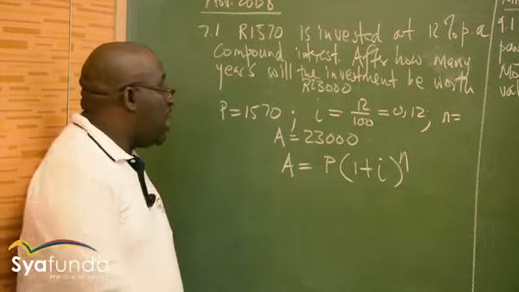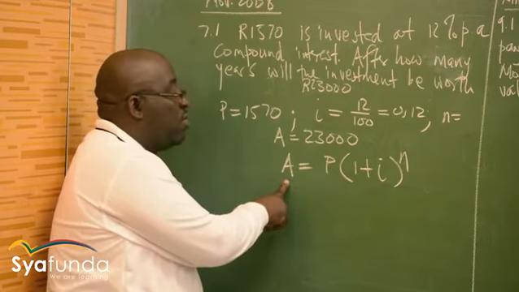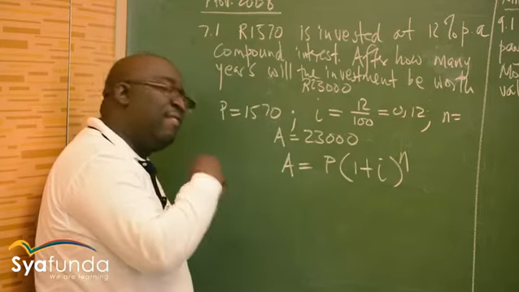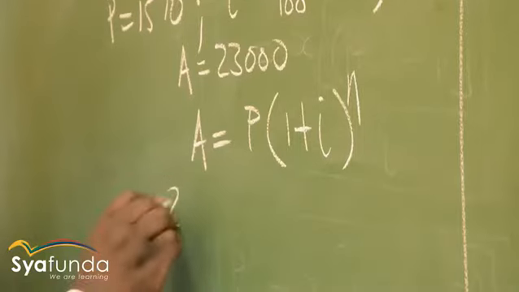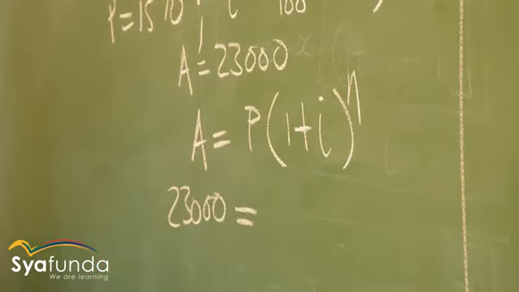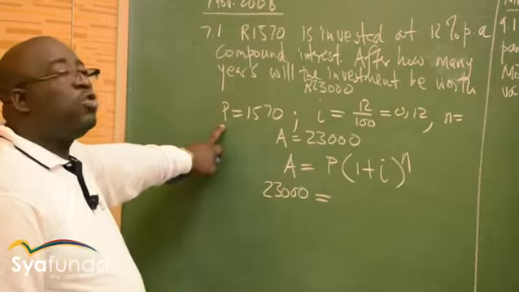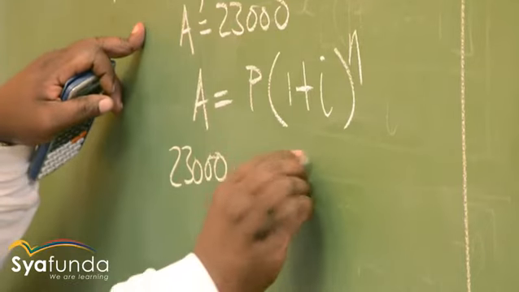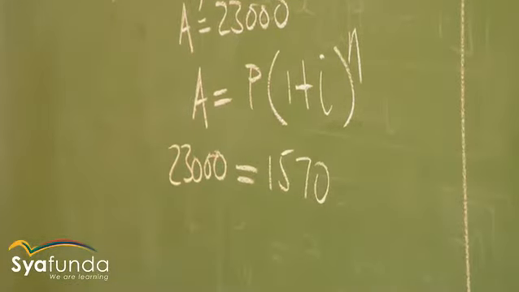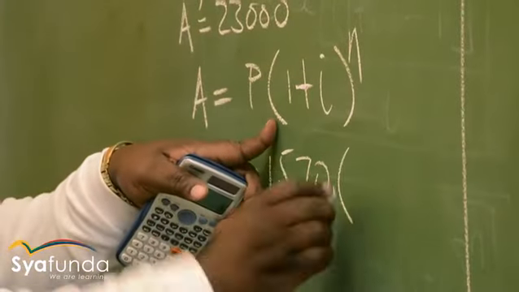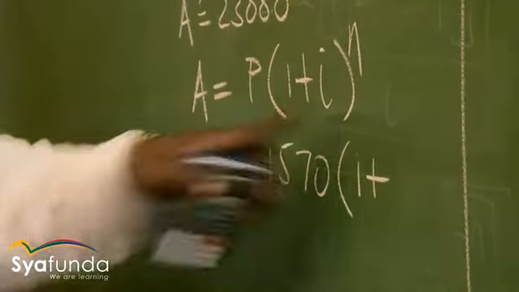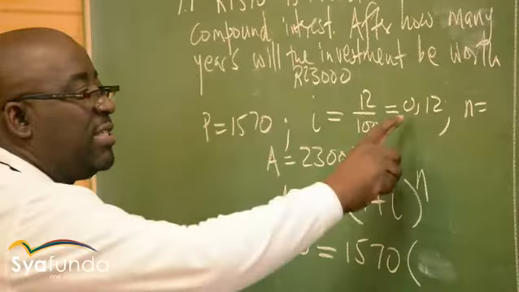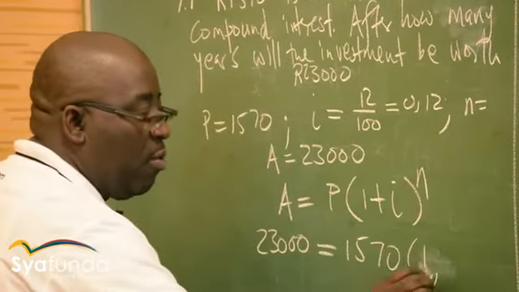Let's put in what we have. Do I know the total amount? Yes, it is 23,000. So collecting the data is vitally important. It takes a very few seconds, then you are done. 23,000 is A, so 23,000 equals. What is my principal amount in this case? I go to my data and check the value of P. In this case, it is 1,570. That's my P. You follow it with a bracket. You write 1 plus, what is my i in this particular case? It is 0.12. So I can just add those two together quickly. What is 0.12 plus 1? It's going to be 1.12.